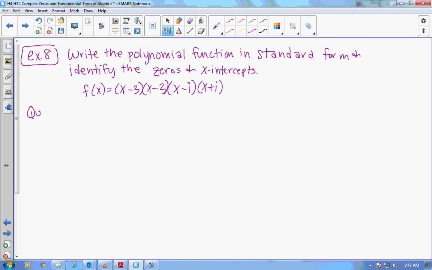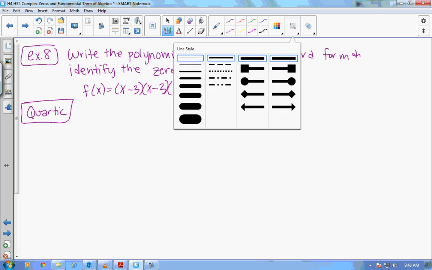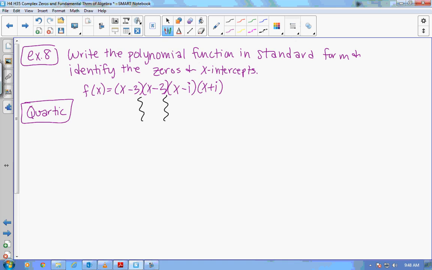Okay? Quartic. By the fundamental theorem of algebra, any polynomial with degree n has to have n roots. So if we have the 4th degree, we have to be able to find 4 roots, or zeros. If these are factors, how would we go through and find the zeros? The zero property.